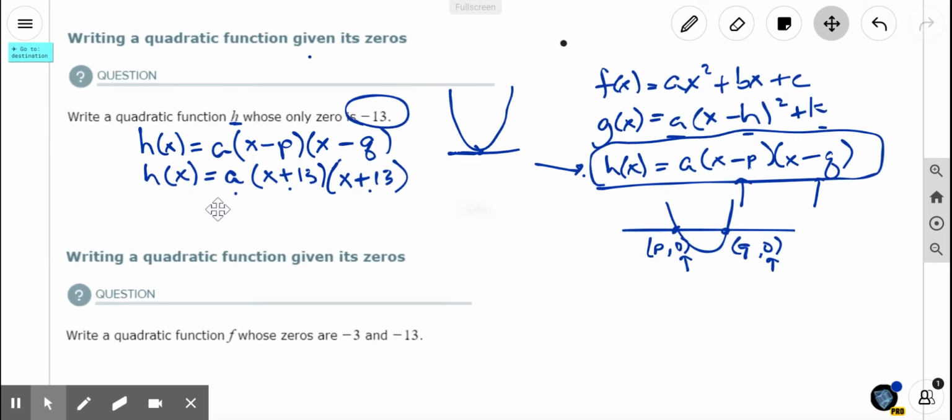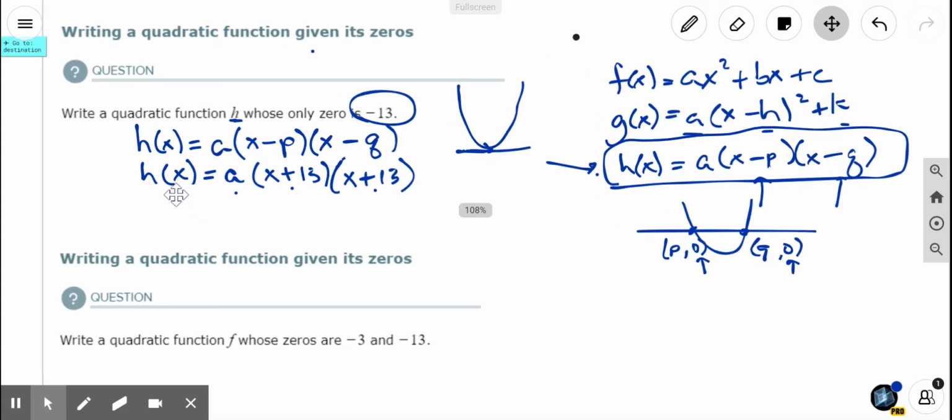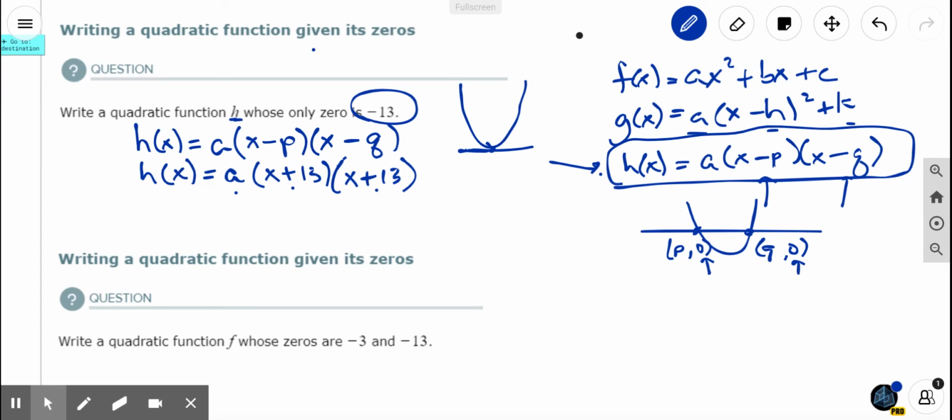What am I doing? Sorry, guys, I'm trying to figure this out. Okay, I'm not doing anything. That's the thing that bugs me.